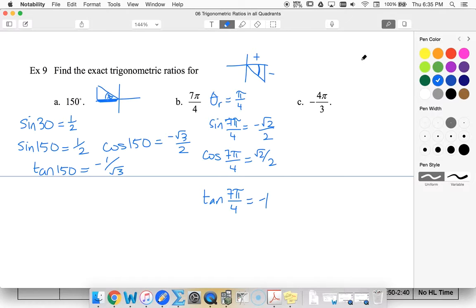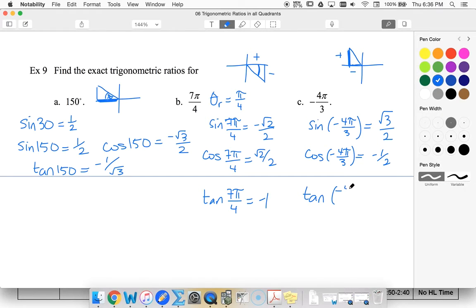Negative 4 pi over 3, well, that's a full negative pi and then another negative pi over 3, so up here. So short side, long side, negative, positive. Sine of negative 4 pi over 3 is going to be positive and it's going to be long, so root 3 over 2. Cosine is going to be negative, and that's the short side. Tangent is going to be their ratio. Negative root 3 over 1, don't need to write the 1.